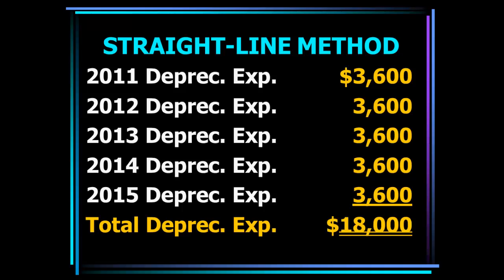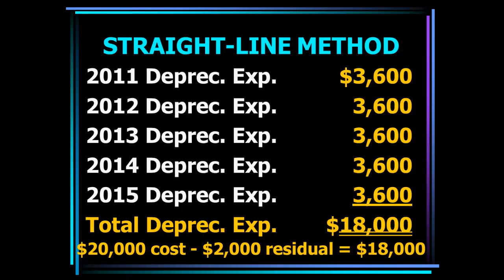In total, we have now recorded $18,000 depreciation expense. Have we seen that number $18,000 before? Yes, it is the difference between the cost of the asset, $20,000, and the residual of 2. So over the full life of the asset, we will always depreciate the difference between the asset's cost of 20 and its residual of 2.